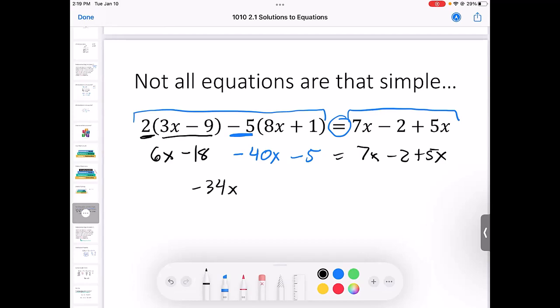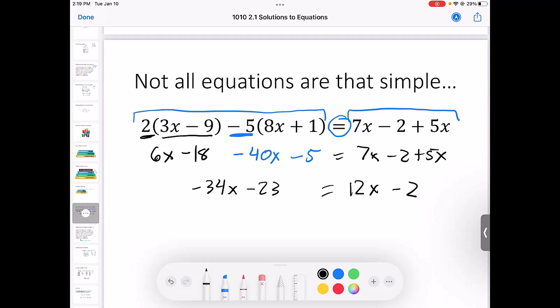Yep, negative 34 x's. And then how many whole numbers will I have? Negative 23. Okay, yeah, that sounds right. Okay, awesome. And then on this side, how many x's will I have? 12 x's. And then I also just have negative 2 as well.